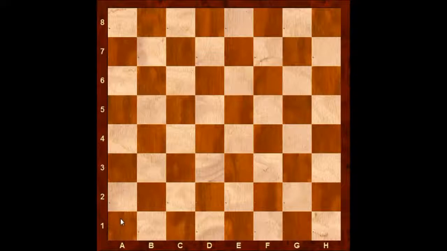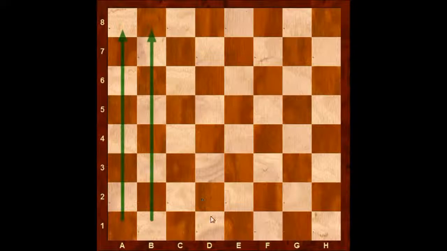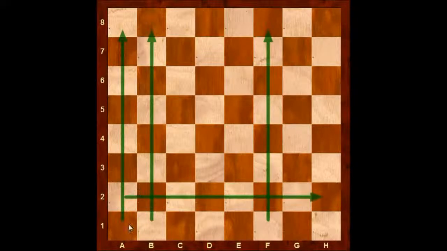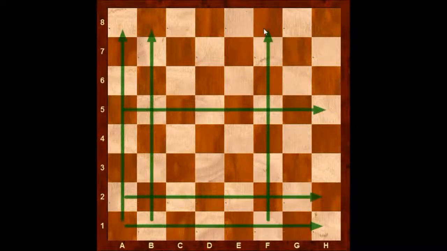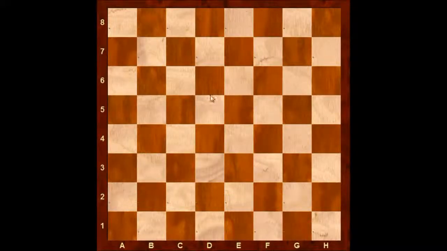So this becomes A file, this becomes B file, and so on. This becomes F file, and so on. This becomes second rank, this becomes first rank, this becomes fifth rank, and so on. So this becomes our D5 square. This can be named as F3, this can be named as C2, this can be named as G7.